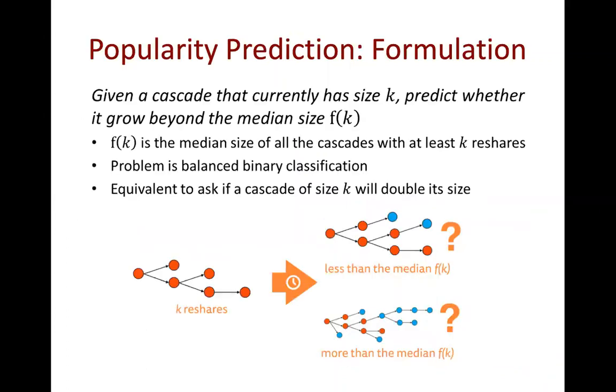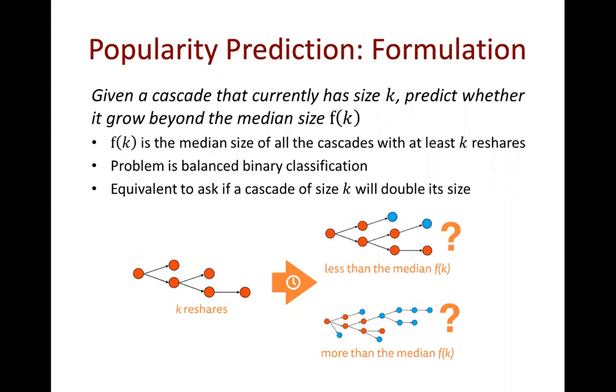And if you want to formulate the problem: given a cascade that currently has a size of k, predict whether it grows beyond the median size of f_k, where f_k is the median size of all cascades that are at least k shares. So basically, how much it will grow. So we have less-than-median and more-than-median examples.